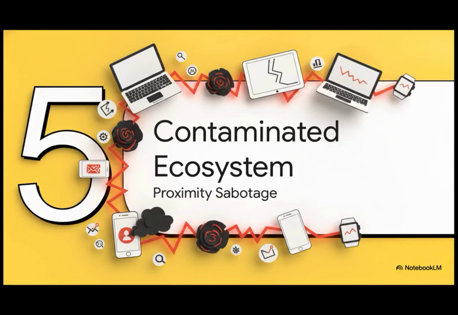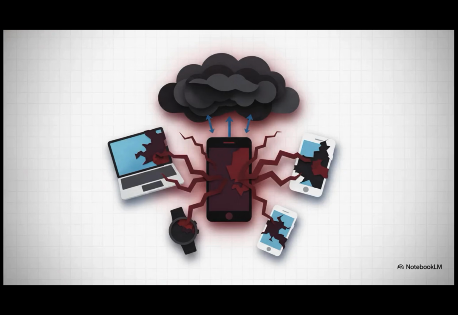Section 5. The contaminated ecosystem and proximity sabotage. When we broaden the scope, the forensic telemetry reveals how the threat actor leverages the victim's entire surrounding environment. The data showed identical sabotage patterns synchronized across 3 completely separate devices. The malware utilized Bluetooth traces for proximity harvesting, and it abused basic cloud synchronization services to quietly exfiltrate data. It essentially creates a localized web of surveillance.